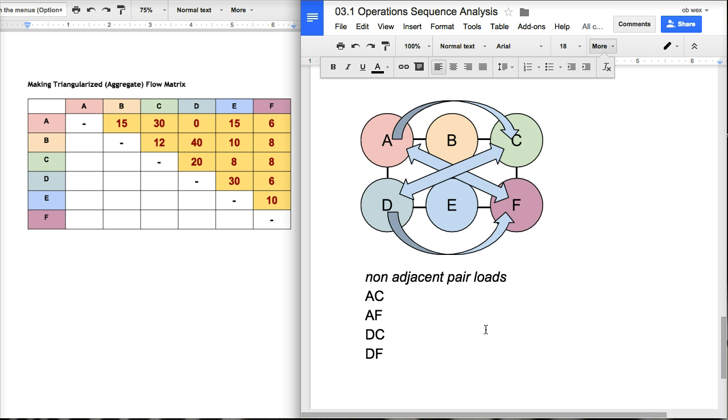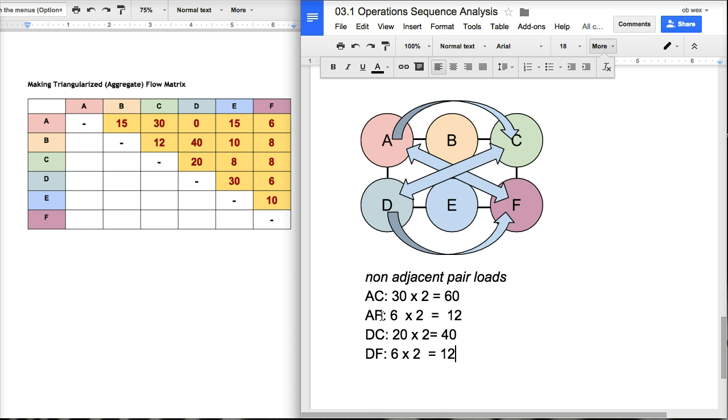Now that I've identified all of the non-adjacent pairs, let me list them. What I want to do now is get a particular load based on the product of the amount of traffic going between the two parts of each pair, and the distance that the people are traveling. For instance, A and C. The amount of traffic between A and C is 30, and I can see that from my triangularized flow matrix. So that's 30 multiplied by the distance, which as we previously identified is 2. The product is 60. And I do that for each of the different pairs.